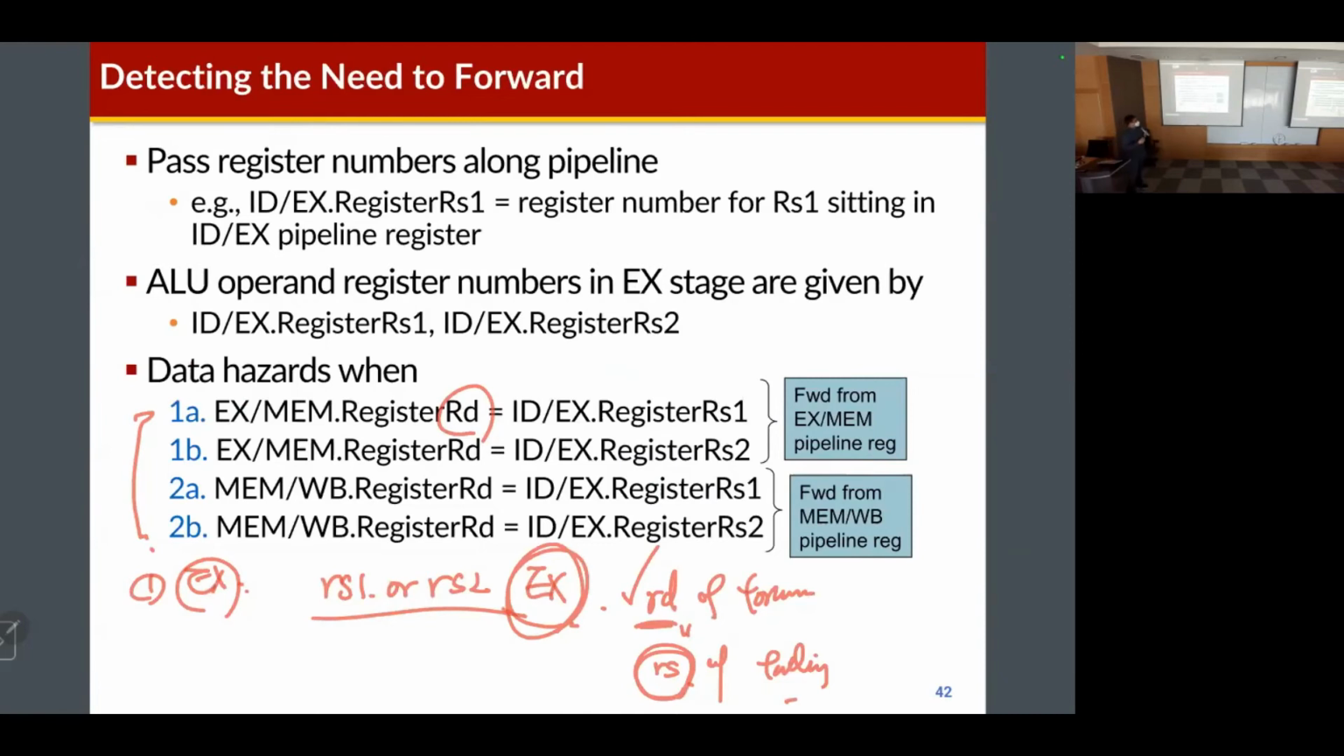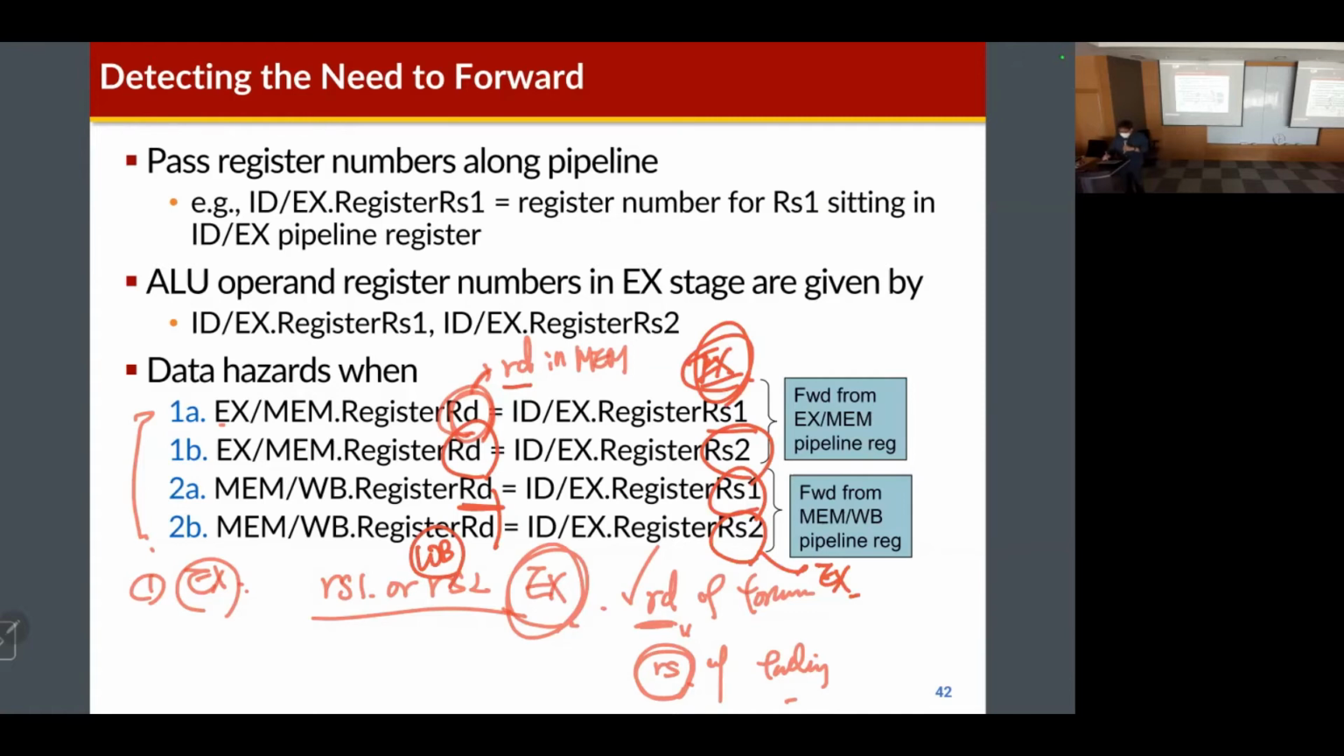So in order to check the data forwarding conditions, we need to check the RD of the output of the EX/MEM pipeline register, which means that this is the RD in the memory stage. Understand? Then we need to check this RD with the RS1. Also, this RD can be checked with the RS2 in the EX stage. Okay? How about another case? This is the RD in the write back stage. Also, we need to check the RD in the write back stage with the RS1 or RS2 in the EX stage.